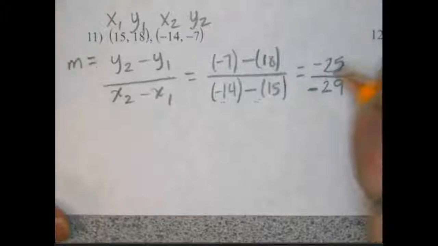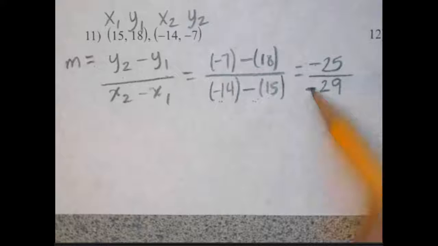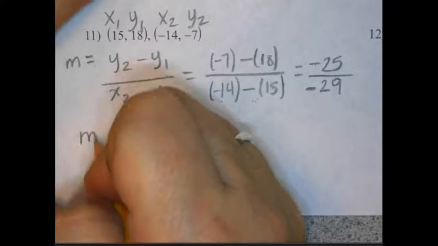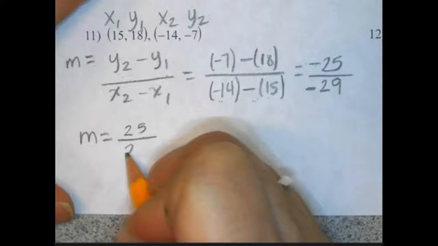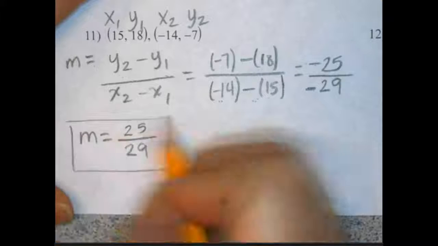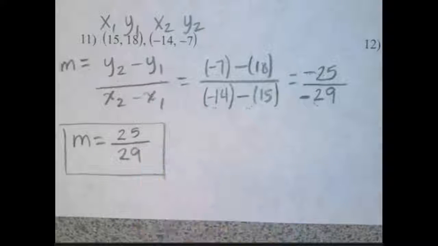Okay, am I done? Is that my answer? Can I simplify? I don't think so. Really? What is a negative divided by a negative? It becomes a positive. So m is actually going to be positive 25 over positive 29. Be careful. Make sure when there are two negatives, you can simplify it to a positive number.